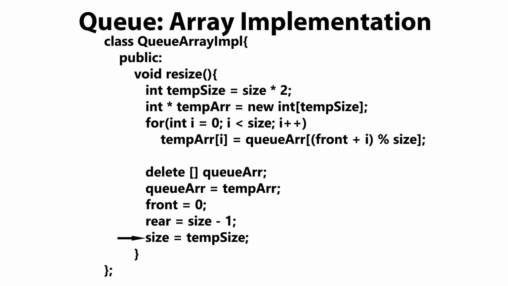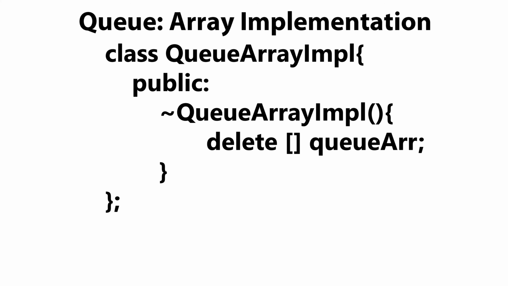And last but not least, we're going to need a destructor. And that's because we dynamically created the array used for our queue. So all we need to do is call the delete method on it. So that pretty much wraps it up for our array implementation of a queue.